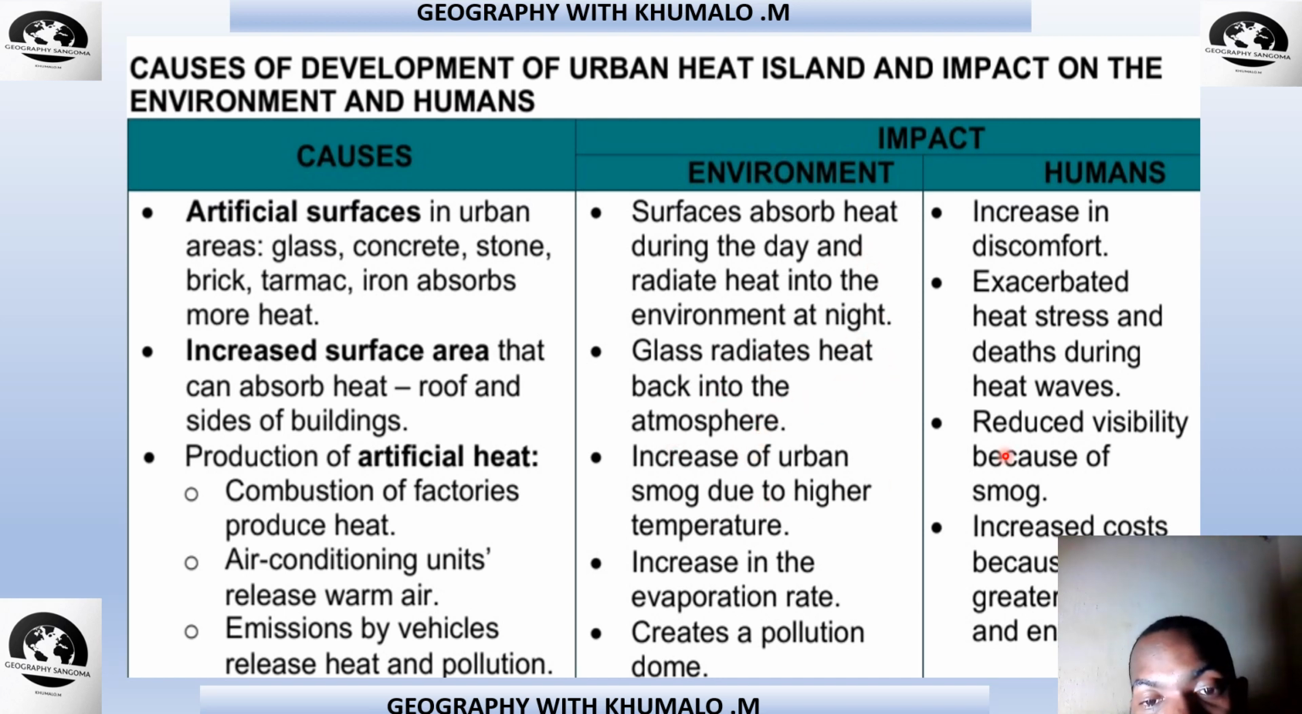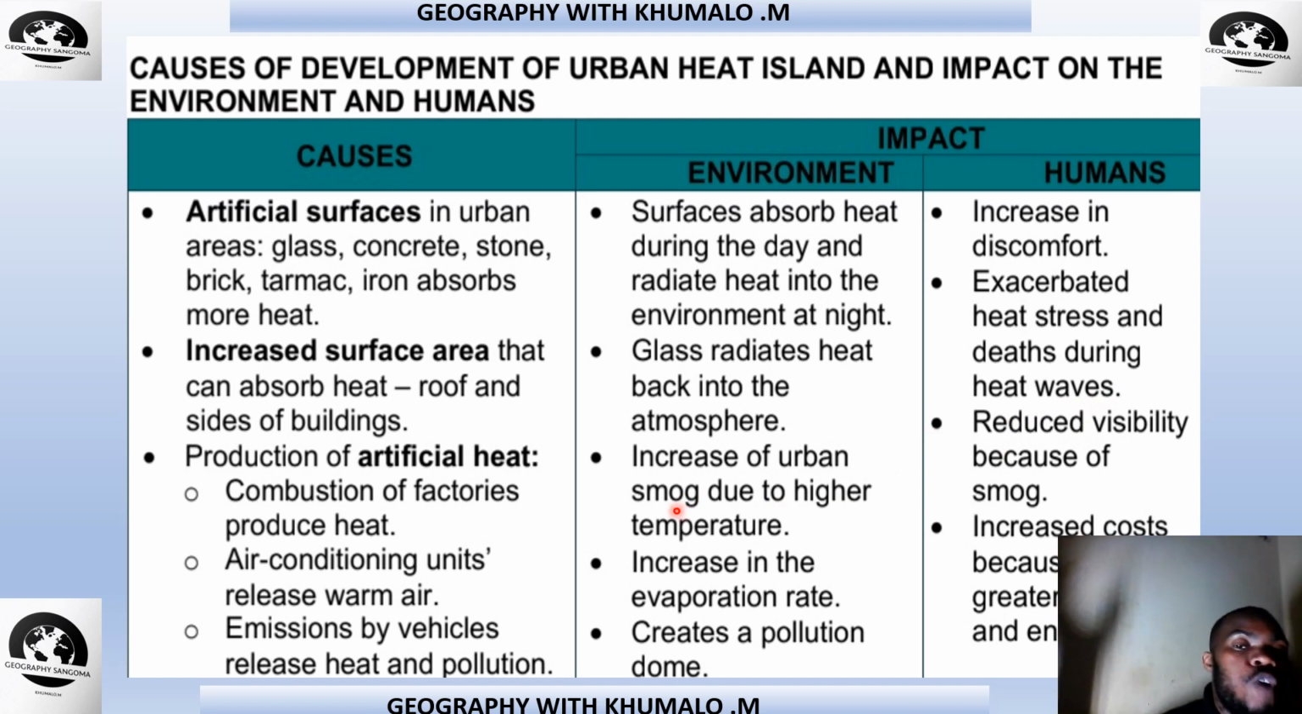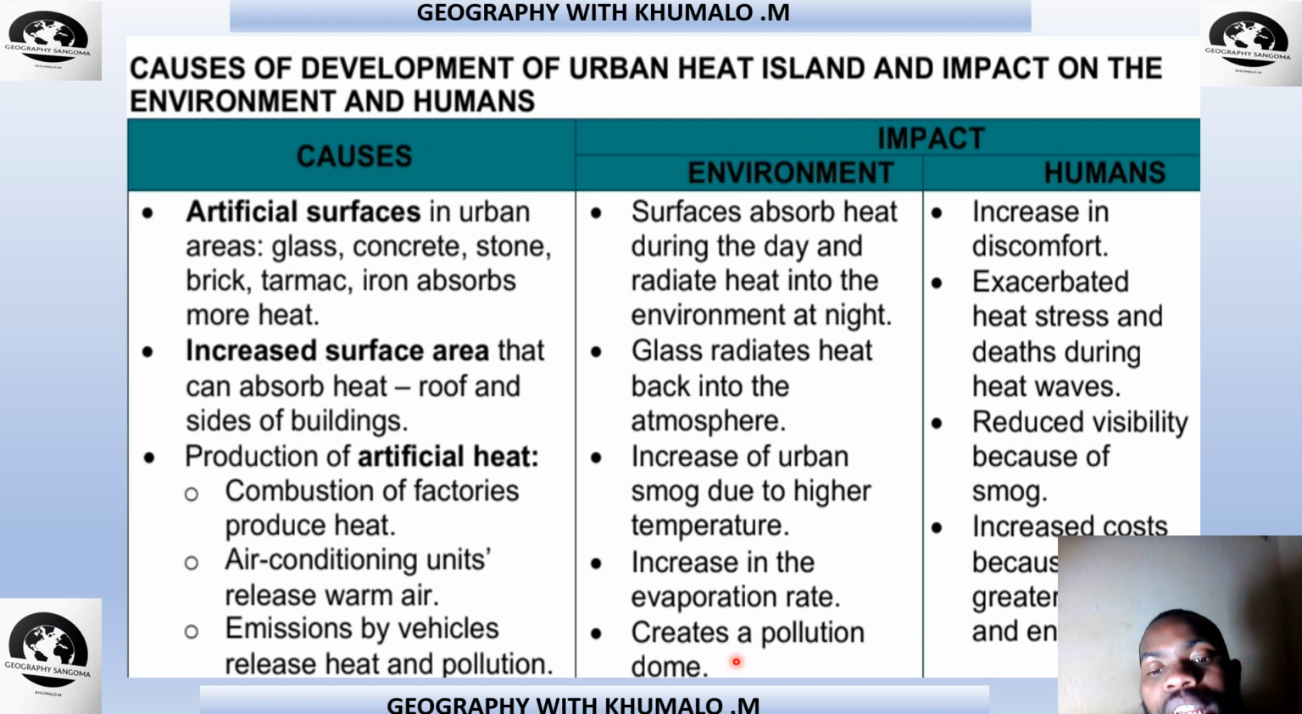There is an increase of urban smog. Remember, we said smog is a mixture of fog and smoke. They make what we call smog, which is due to high temperatures, and then there is an increase in evaporation rates, and this creates what we call a pollution dome, which I'm going to explain in not so long. And then what are the impacts of the urban heat island on humans?